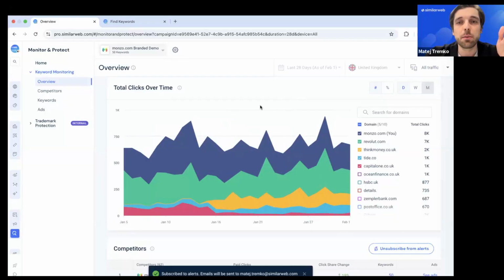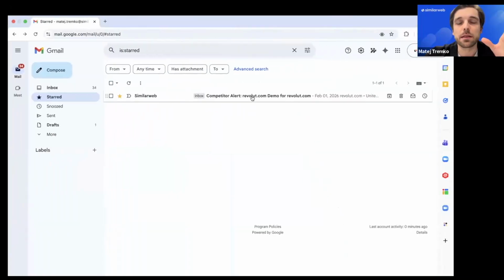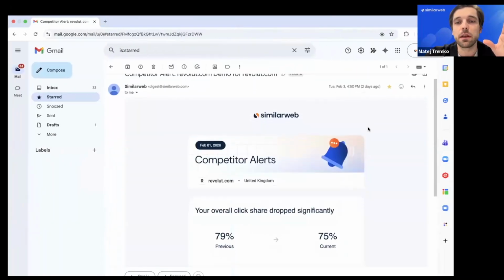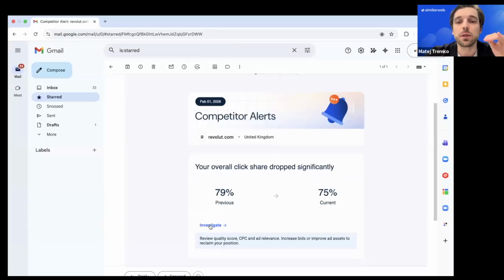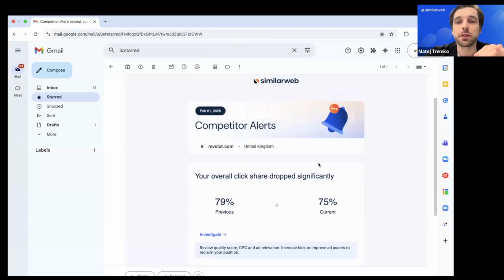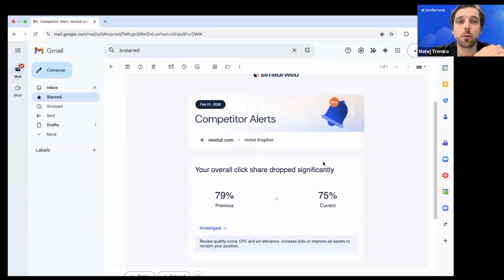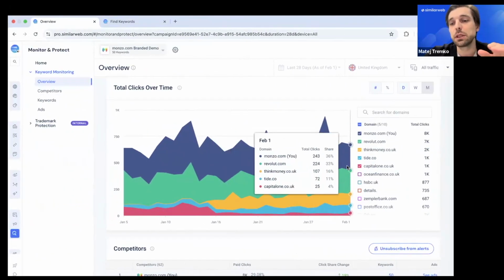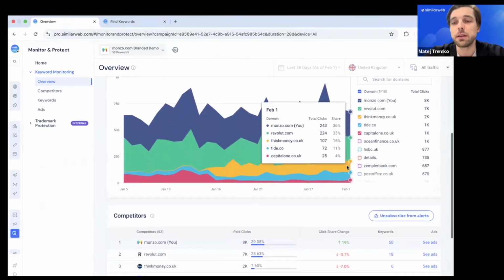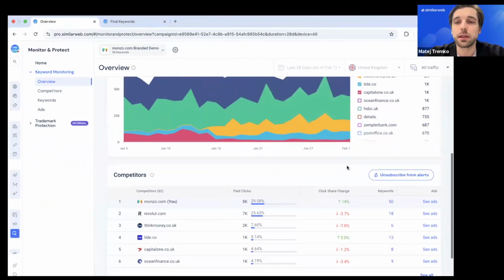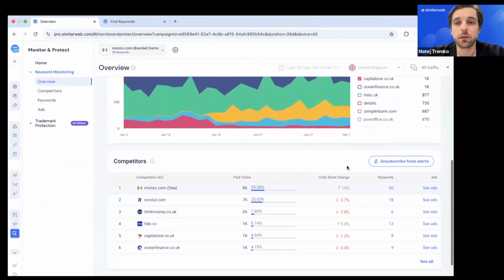Now, to give you an example, I have some email here from the past, a notification I received. This was for Revolut. I can see that on February 1st, I received an email that my click share has dropped significantly, and I can go to the specific campaign and investigate what exactly has happened, which competitors is responsible for this drop. So this is really to give you the peace of mind that you don't need to come back every day, but you can rely on being notified as well.